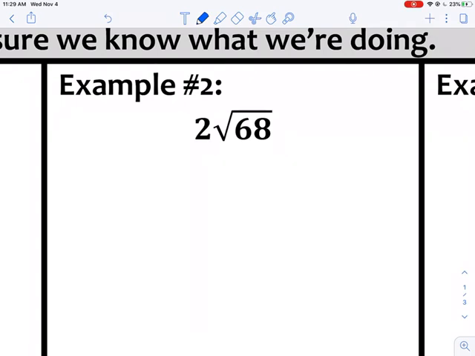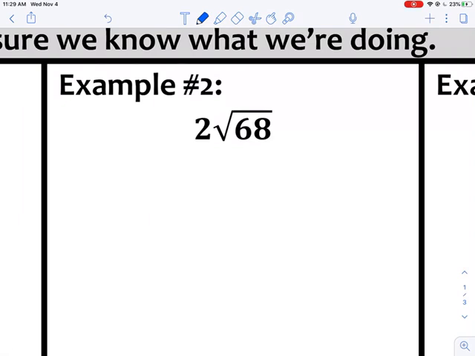So here I've got 2 times the square root of 68. I can just bring that 2 down, but I want to find what's going to divide into 68. So I'm going to do 68 divided by 64, and that doesn't work. Then 68 divided by 49 doesn't work. 68 divided by 36 doesn't work. 68 divided by 25 doesn't work. I'm just going to move on down, and again, our biggest is 4.